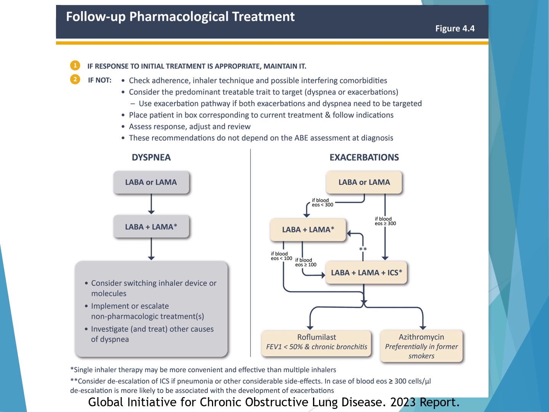Alternatively, on the right for exacerbations, the patient would be increased from just one LABA or LAMA inhaler to a combination, and then assessing their eosinophil counts to consider ICS therapy. After all of this is used and the patient is still having exacerbations, you could consider roflumilast or azithromycin in former smokers, and we'll go into this in more detail when we talk about these medications in the upcoming slides.